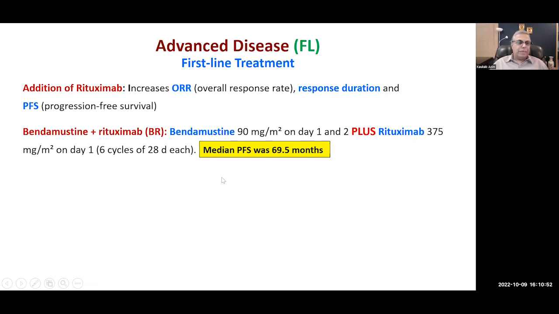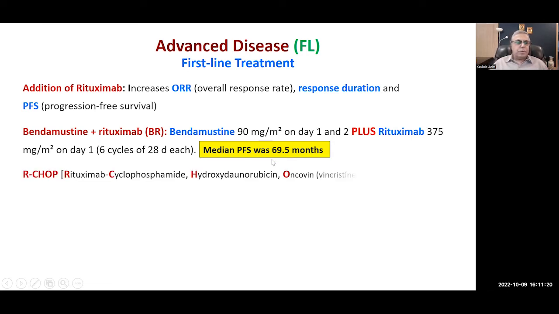So you have to know the doses, and we give 6 cycles of 28 days each, okay? And they're both given on day 1. So after day 1, you wait until the next cycle, which is after 28 days, and the progression-free survival is about 70 months, which is about 6 years, okay? So it is very good.